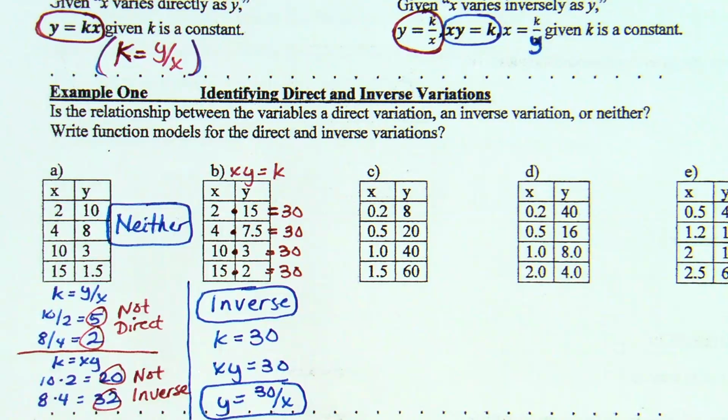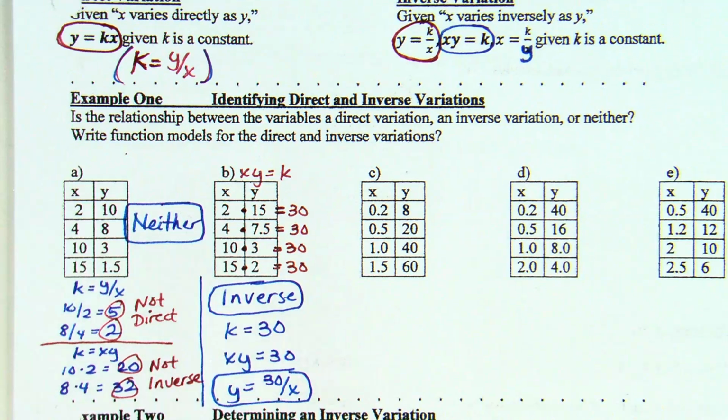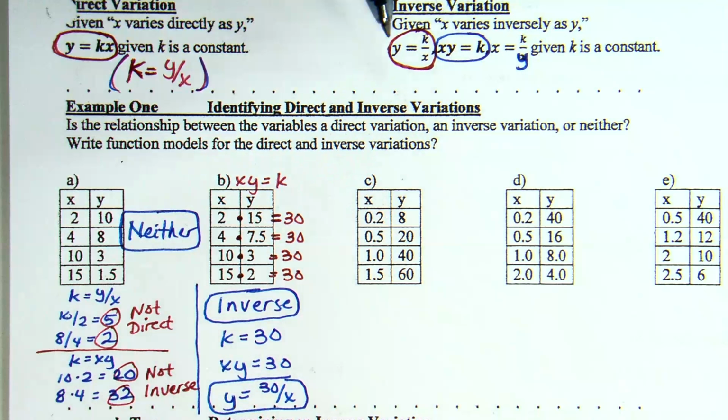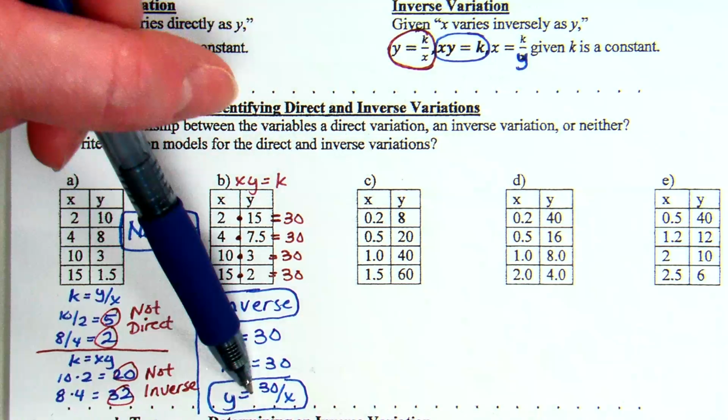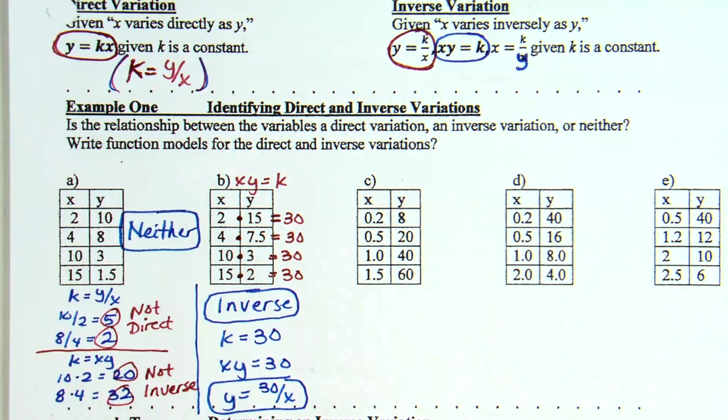Or, in all honesty, did you even have to solve that like that? What do we have up under inverse variation? What is that first form of the equation? y equals k over x. If k is 30, it's y equals 30 divided by x. Questions on that? Not horrible, right?